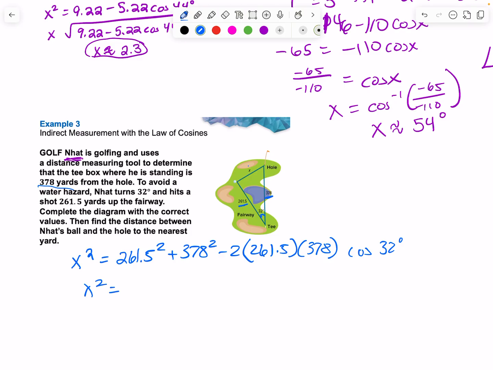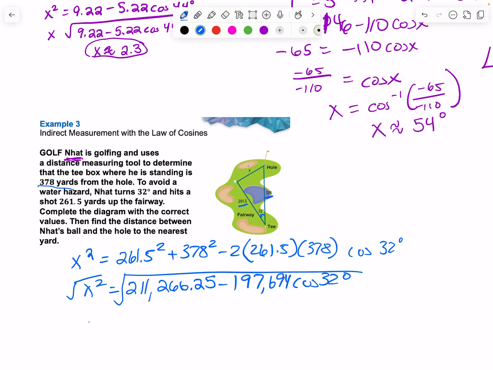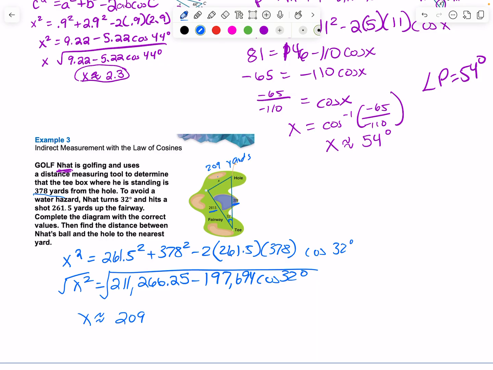So x squared equals, when you use your calculator, 211,266.25 minus 197,694 cosine 32 degrees. So now we're going to take the square root of both of those. And when we do that in our calculator, x comes out to be about 209. So Nihat's ball is about 209 yards away from the hole once it lands there. Hope that makes sense. So that looks just like that one with the side angle side.